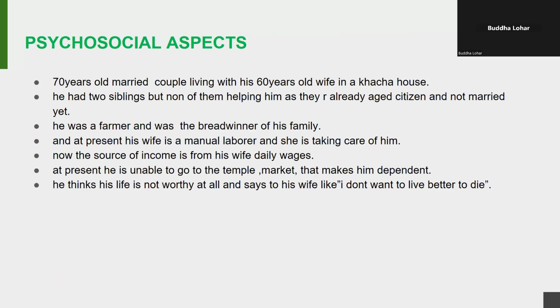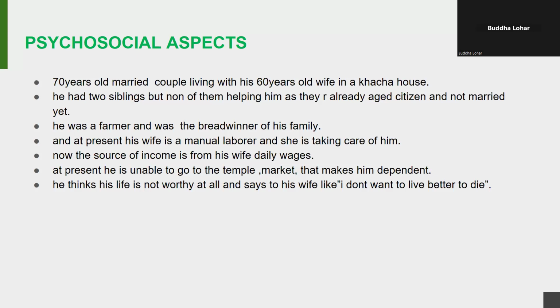Now, psychological aspects. He is a 70-year-old married man living with his 60-year-old wife in a Kacha house. He had 2 siblings, but none of them are helping him, as they are already settled elsewhere and not married yet. He was a farmer and was the breadwinner of his family. And at present, his wife is a manual laborer.